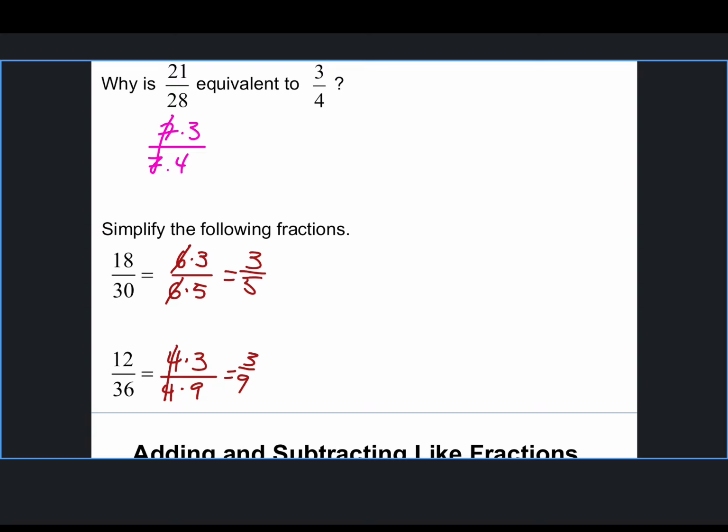Are we done? No. And I'm glad you chose 4 this time, because that gives us an opportunity to reduce a second time. What do they have in common now? 3. So that's 3 times 1 and 3 times 3. So what cancels? 3. And what are we left with? 1/3. And can we reduce that any further? We cannot.